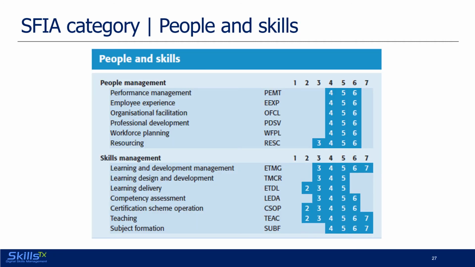In Sofia version 7, this category was called skills and quality. We've changed that to people and skills because we've moved most of the quality management related skills out to other categories. So we have 2 subcategories, one for people management and one for skills management.